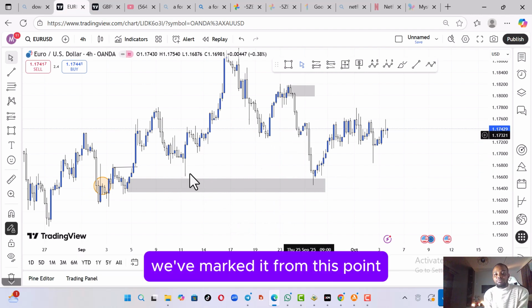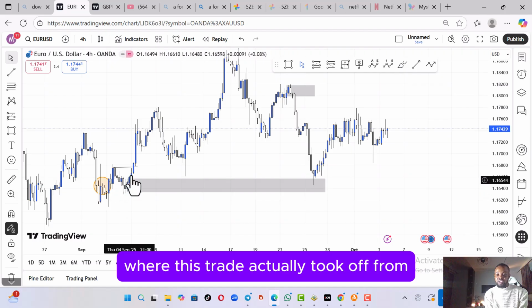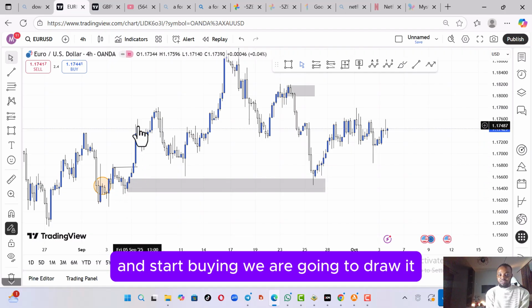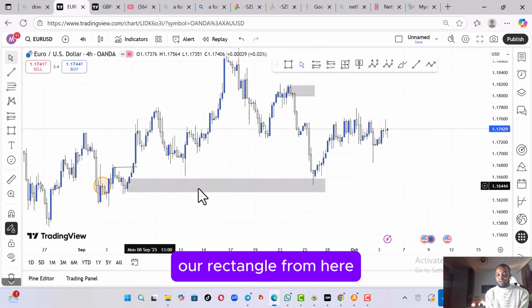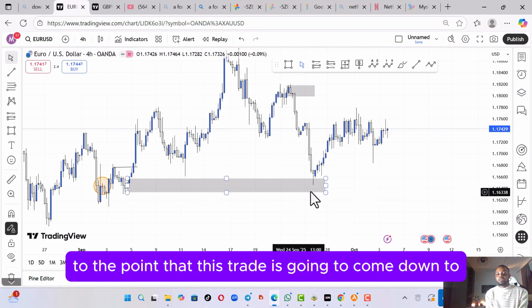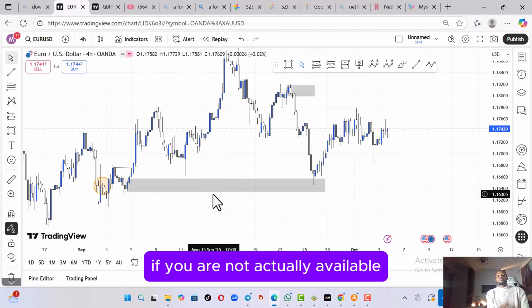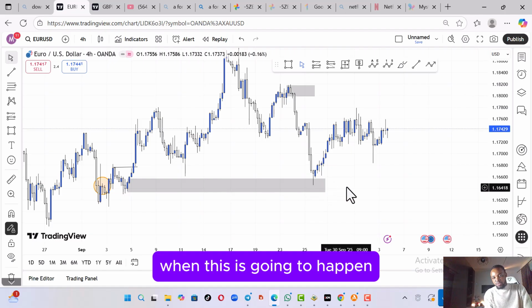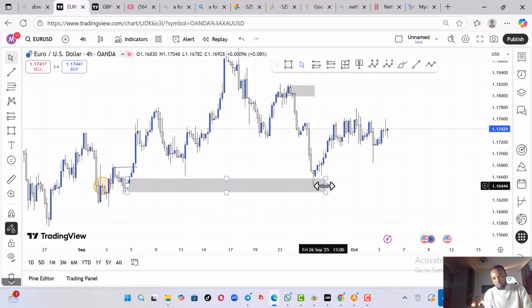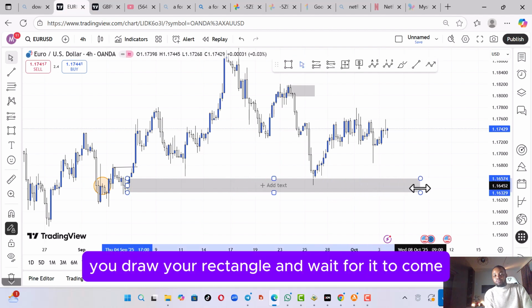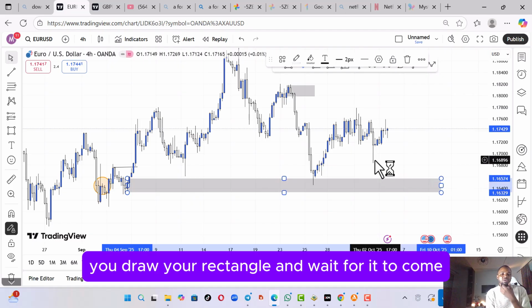So we've marked it from this point where this trade actually took off from and started buying. We are going to draw our rectangle from here to the point that this trade is going to come down to, right? So if you are not available when this is going to happen, what you have to do is just draw your rectangle and wait for it to come.